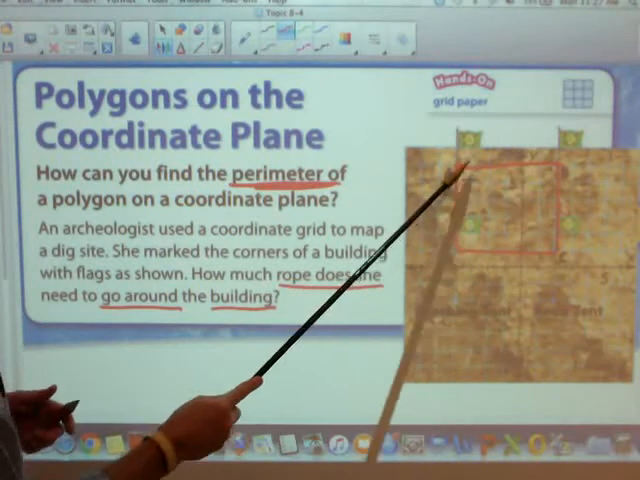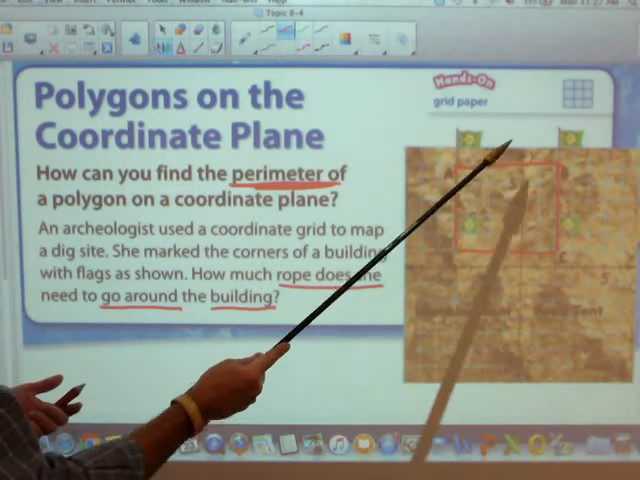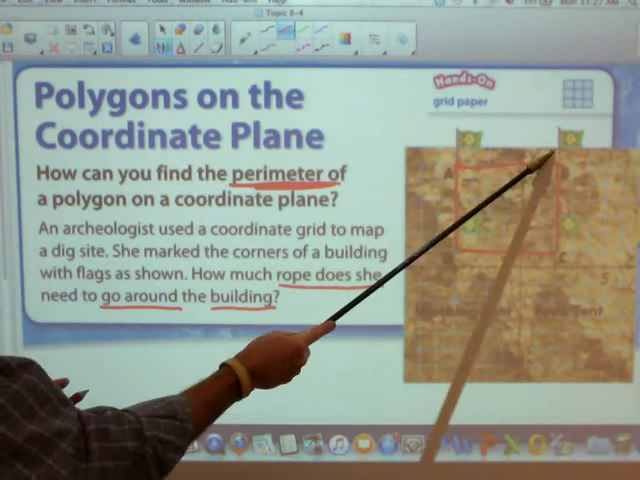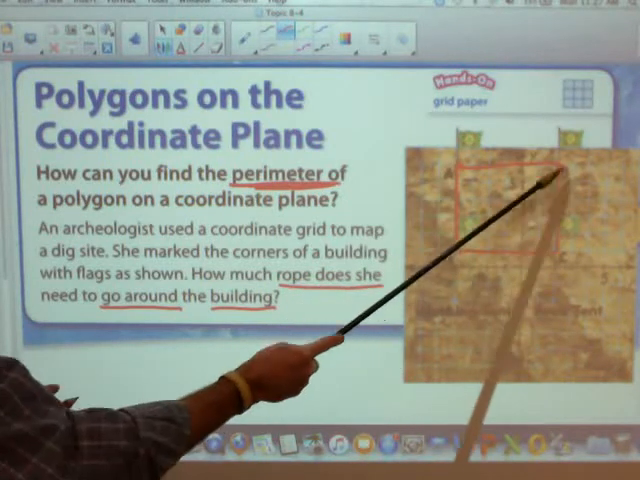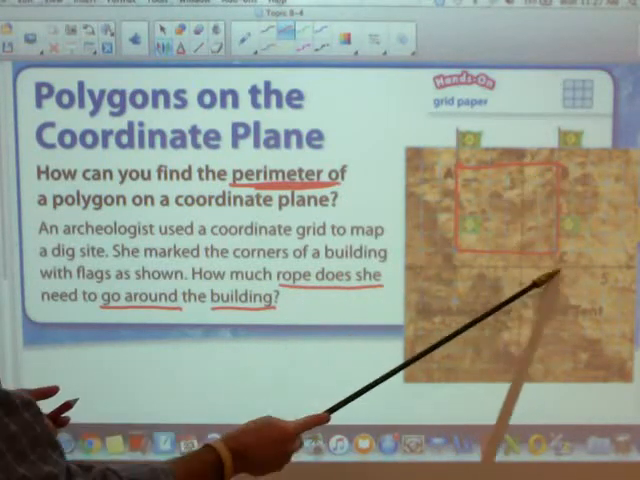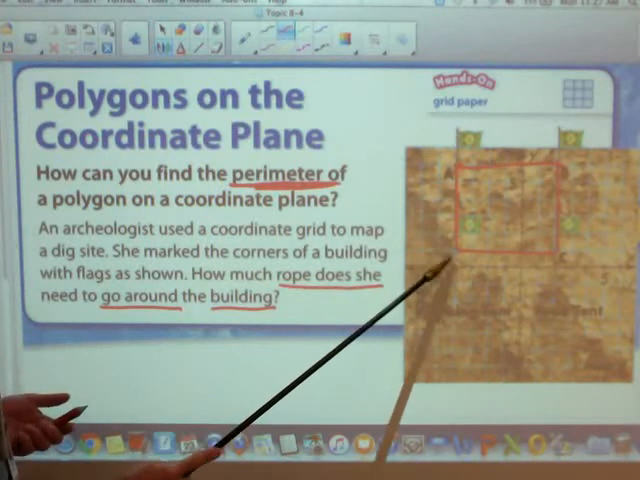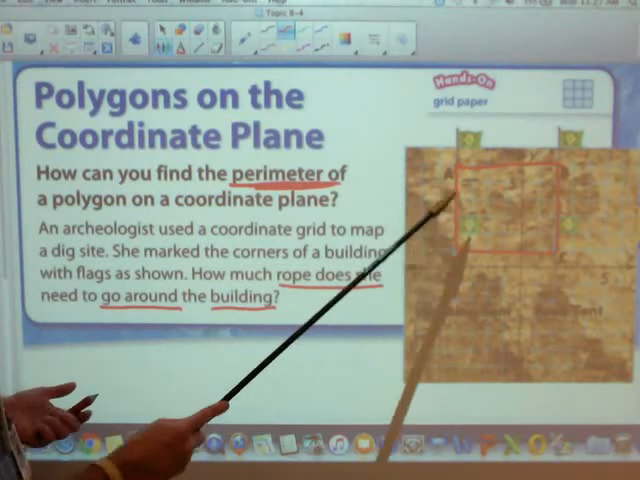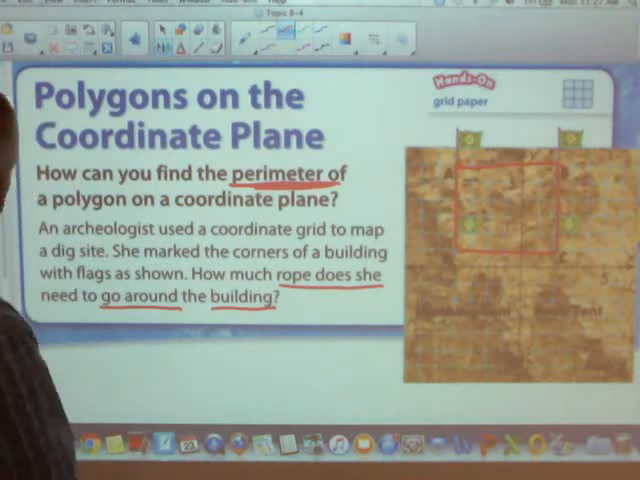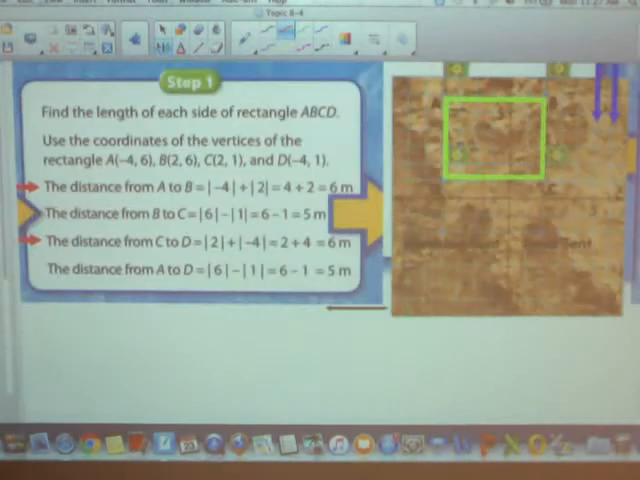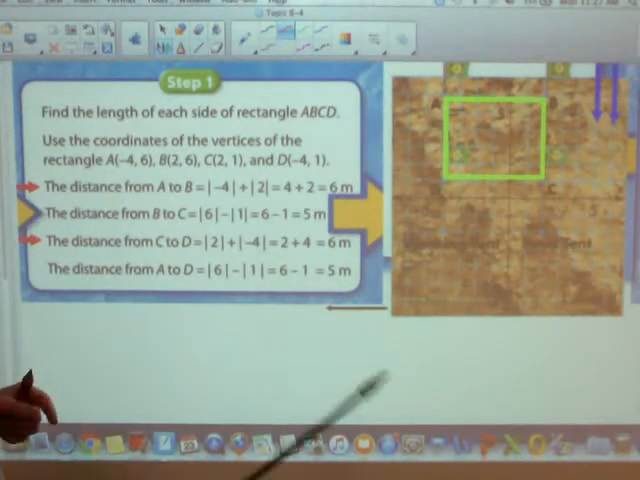So in order to find this distance, we're going to get absolute values and add. BC and AD, line segment BC, both points are in the same quadrant, so absolute values and subtraction. All right? So then we go on and it begins to explain it a little bit to us.